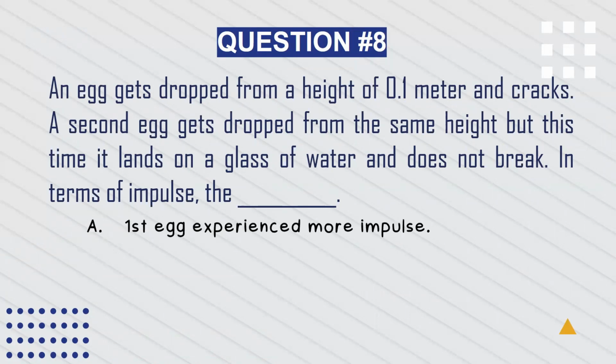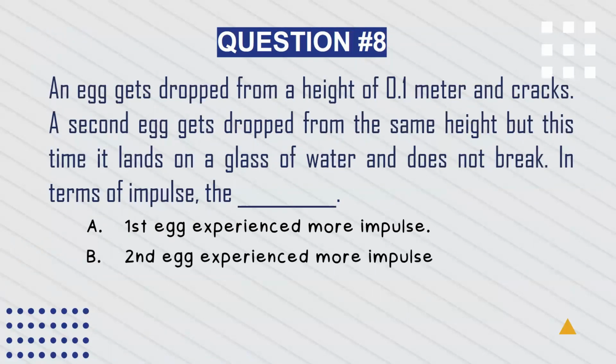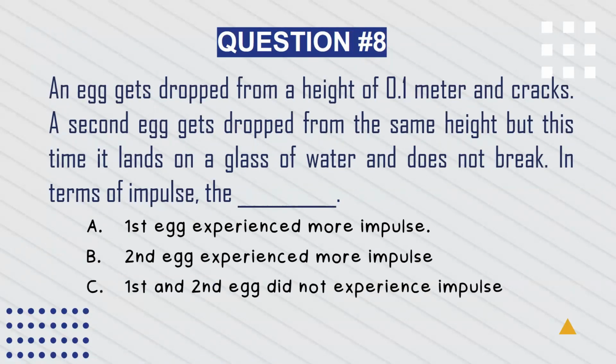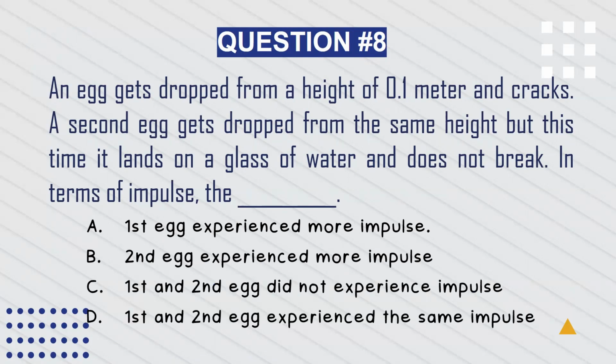A, the first egg experienced more impulse. B, the second egg experienced more impulse. C, first and second egg did not experience impulse. Or D, first and second egg experienced the same impulse.